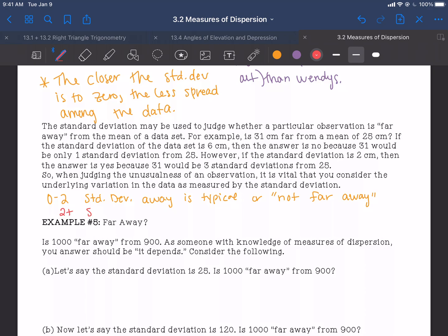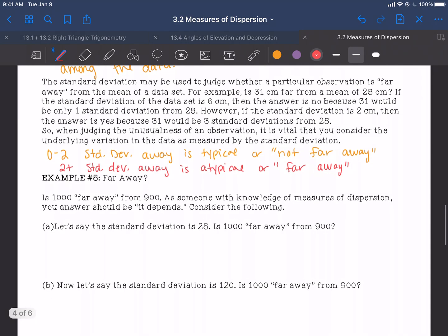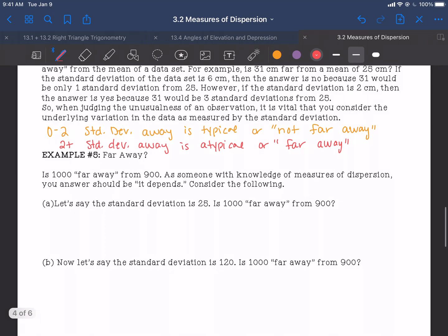More than 2 standard deviations away is considered atypical, or would be considered far away from the mean. All right, we're going to do an example with that here. So, is the number 1,000 far away from 900?